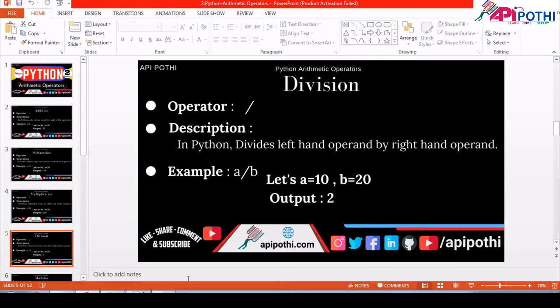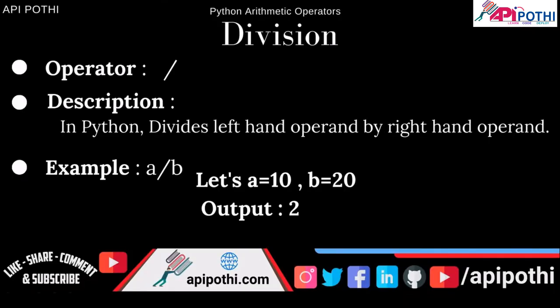Coming to the next one, which is division. Division in Python is also denoted by a slash. So here the side matters. a divided by b means 10 divided by 20. This is wrong actually. To get the output 2, it is supposed to be 20 divided by 10. But by mistake it is written as a divided by b. It is supposed to be b divided by a.